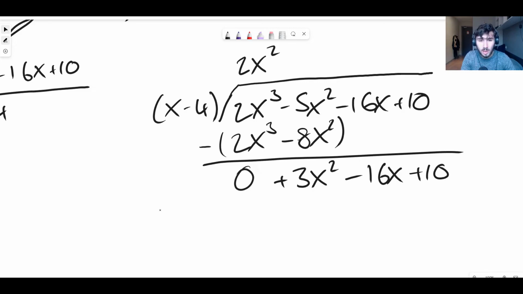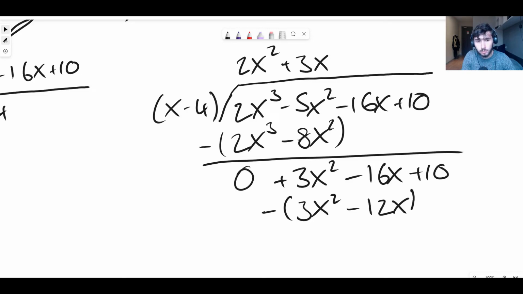So 3x squared divided by x, that is plus 3x. And then we do 3x times x minus 4. So 3x times x is 3x squared. And 3x times minus 4 is minus 12x. And then we take stuff away.